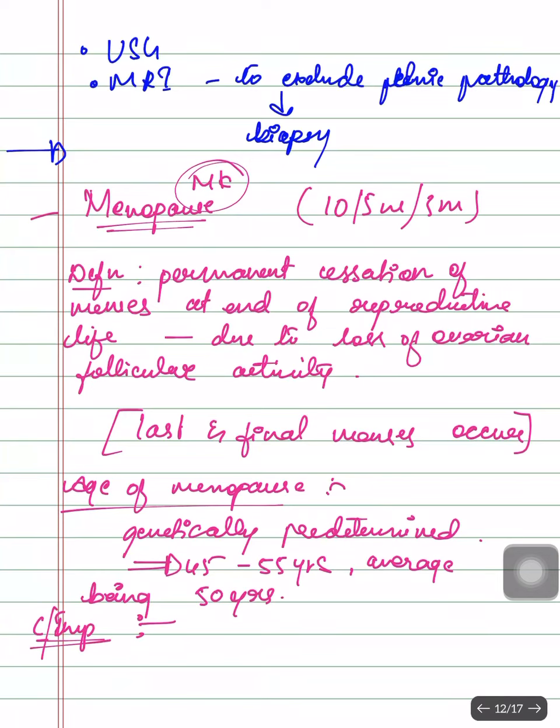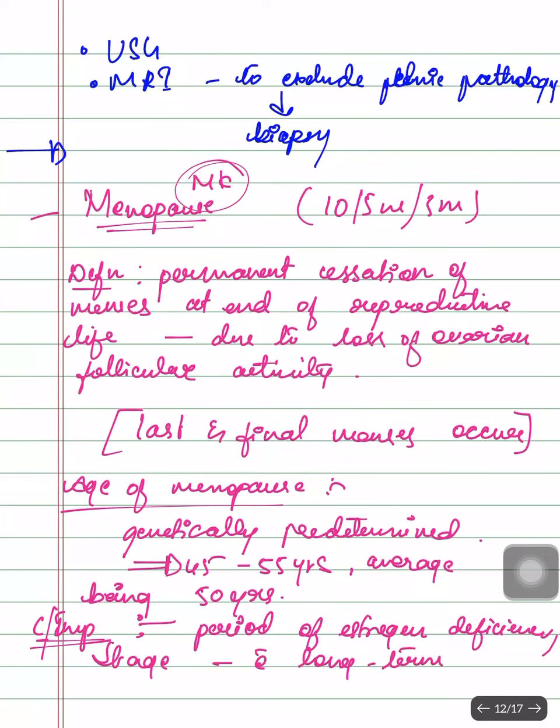Next, coming to the clinical importance. It is due to increased life expectancy, especially in affluent society. About 1/3 of lifespan will be spent during the period of estrogen deficiency state, with long-term symptomatic and metabolic complications. So these are the main metabolic complications of the estrogen deficiency stage. And next we will see menopausal symptoms.